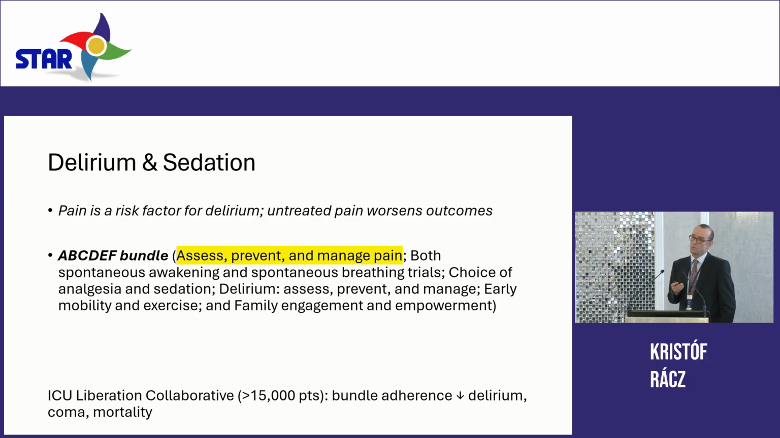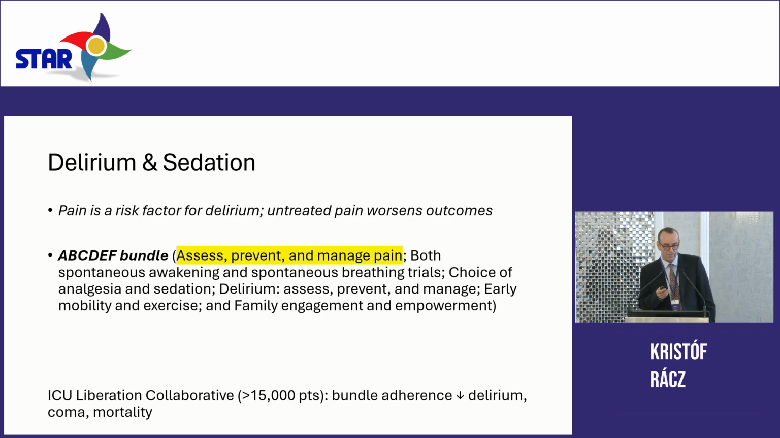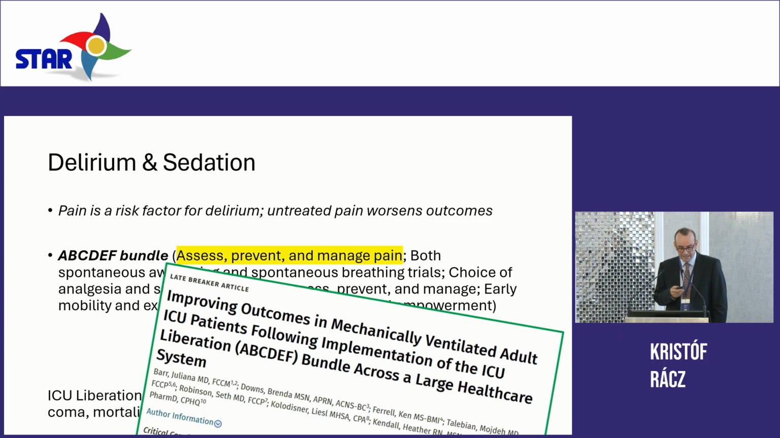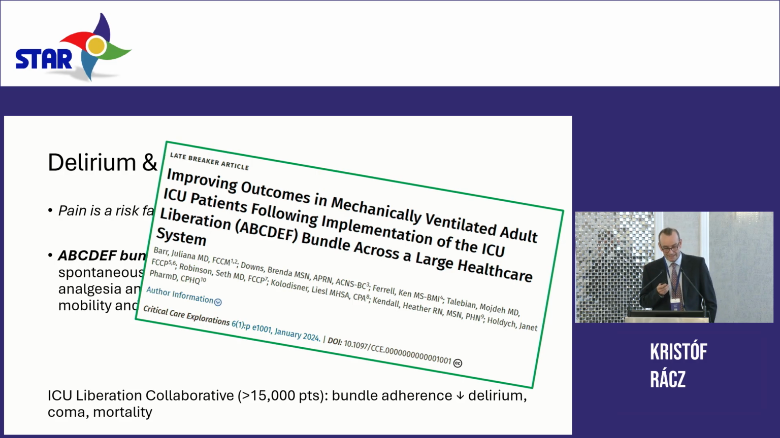Delirium and sedation is in very close connection with pain management. In the ICU, we know that pain is a main risk factor for delirium. So if we don't treat the pain, it will worsen all the outcomes. We have the ABCDEF bundle. We all know the first one is about pain: assess, prevent, and manage pain. And of course, we have to take care of all the others. There was already a study, the ICU Liberation Collaborative. This study looked at more than 15,000 patients using this bundle, and it really showed improving outcomes in these patients.